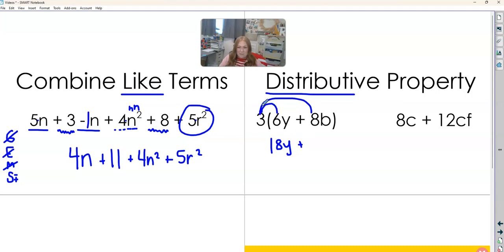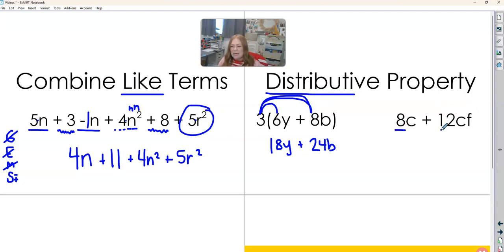And then we have 3 times 8b. So I have 8 b's 3 times. 8, 16, 24 b's. So don't forget to bring those letters down. So distribute just means give, give. And we can also undo that. This time we don't have anything to multiply, so we can turn around and say, what did they distribute?